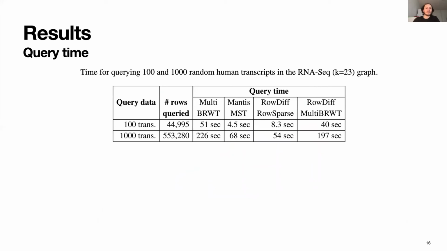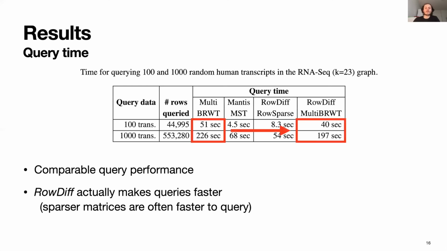Here we compare the query time. Similar to the previous work, we queried 100 and 1000 random human transcripts in the annotated graph constructed from the RNA-seq data. We see that for querying a sufficiently large batch of sequences, here 1000 transcripts, all methods have performance in the same order of magnitude, and the difference may be neglected in favor of the high scalability. Another thing we can see from this table is that row-diff actually improves the query performance, presumably by making the matrix sparser, which becomes faster to query in a multi-bubble T representation.